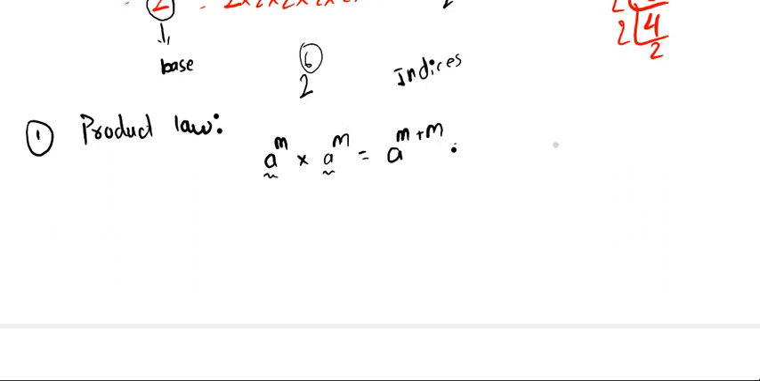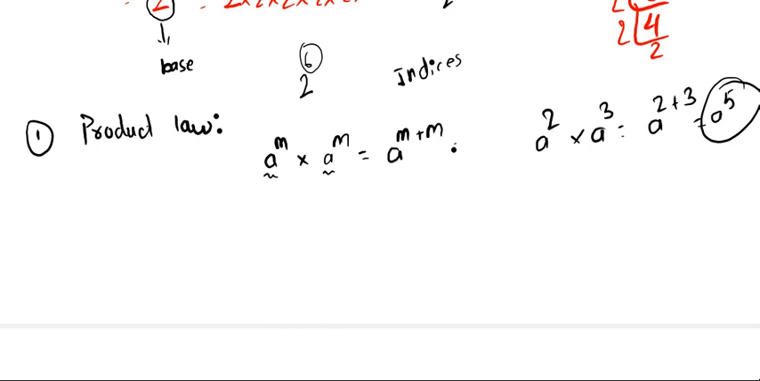For example, let's see a power 2 into a power 3. This means the power of this a will get added. So a power 2 plus 3 results in a power 5. So this is our answer. In a sense we can say that if the base is same and is in multiplication, then we can add the powers of these two algebraic terms.